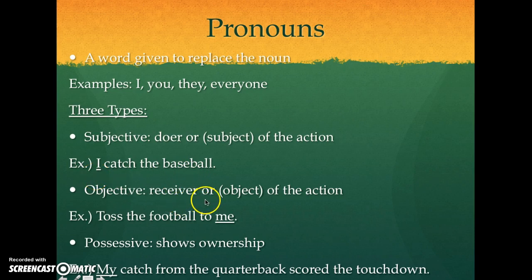Objective is the receiver or object of the action, like the example, toss the football to me. Me is the objective pronoun here. Or possessive, which shows ownership of something. My catch from the quarterback scored the touchdown. My is showing that person's catch, which is ownership of the catch.